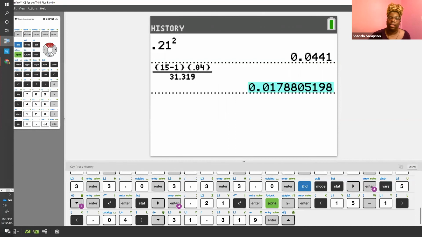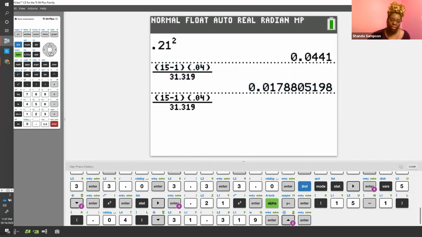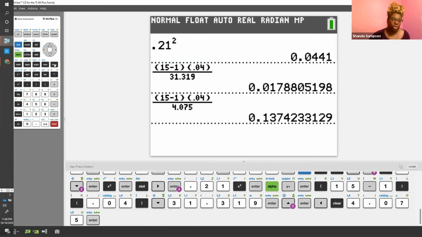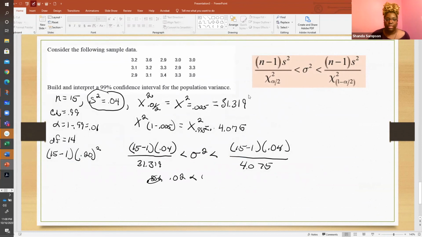I have that side. Again, I just go up here, grab that, go to the bottom, clear out my bottom, and then hit in 4.075 and hit enter. So now I have both in. Now remember, when we put in our data, we had one decimal, so we have to go one more decimal than the data that we have. So our answer is going to be 0.02 and 0.14. So 0.02 is less than the variance is less than 0.14.